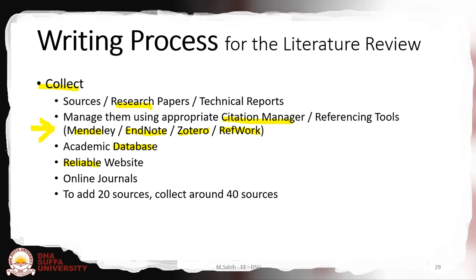You should use reliable websites. It's very important. Online journals. And for example, if you are required to make your literature review based on 20 sources, you should go and collect 40, because in the next filtering you will drop some of them, and you have to find the best 20 out of the scanning.